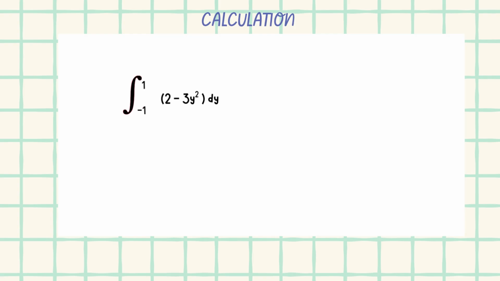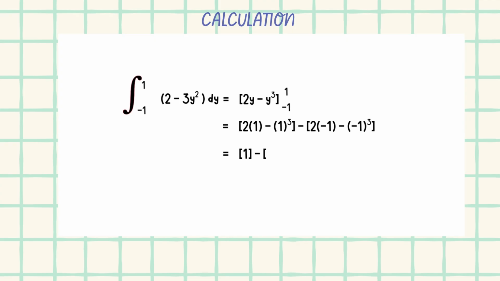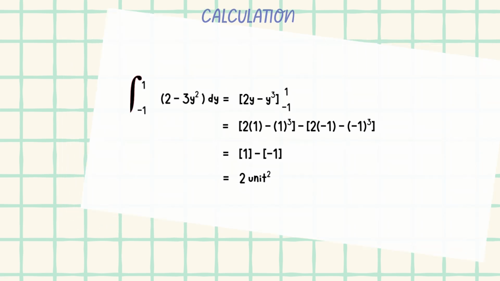Integrating our terms with respect to y yields the expression 2y minus y cubed, which we evaluate from our lower limit of -1 to our upper limit of 1. Applying the fundamental theorem of calculus by evaluating at these boundaries leaves us with a final, mathematically precise area of exactly 2 square units. This cleanly finishes our quantitative analysis, matching our geometric visualization perfectly.